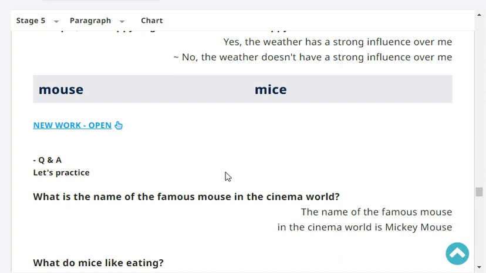What is the name of the famous mouse in the cinema world? The name of the famous mouse in the cinema world is Mickey Mouse.